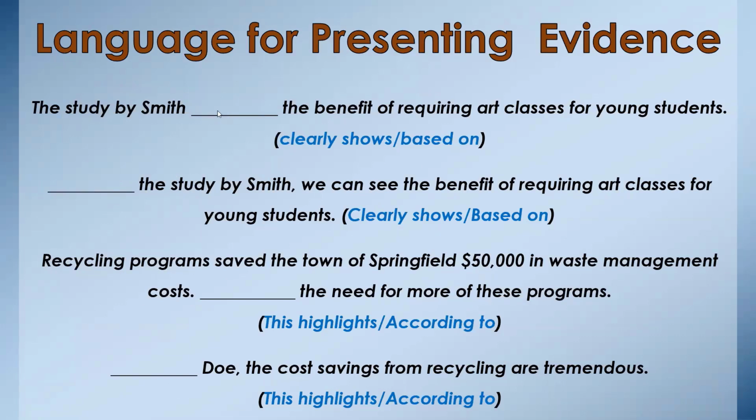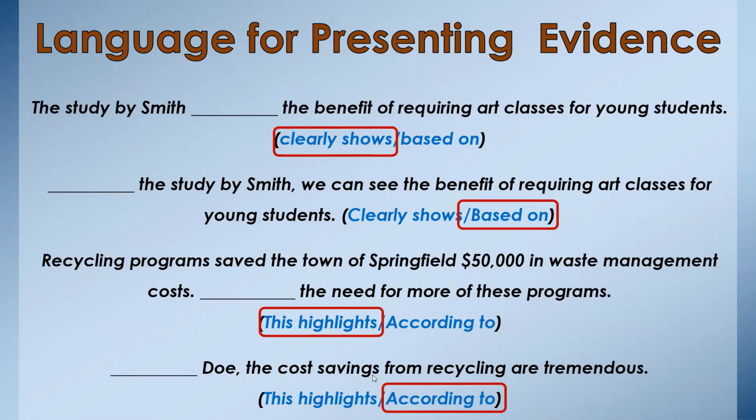The study by Smith blank the benefit of requiring art classes for young students clearly shows. Or I could say, based on the study by Smith, we can see the benefit of requiring art classes for young students. The next one, recycling programs saved the town of Springfield $50,000 in waste management costs. This highlights the need for more of these programs. And now Doe is a name, so according to Doe, the cost savings from recycling are tremendous.